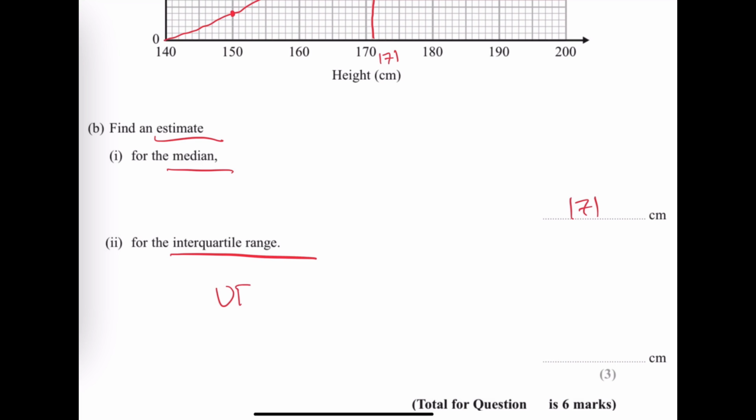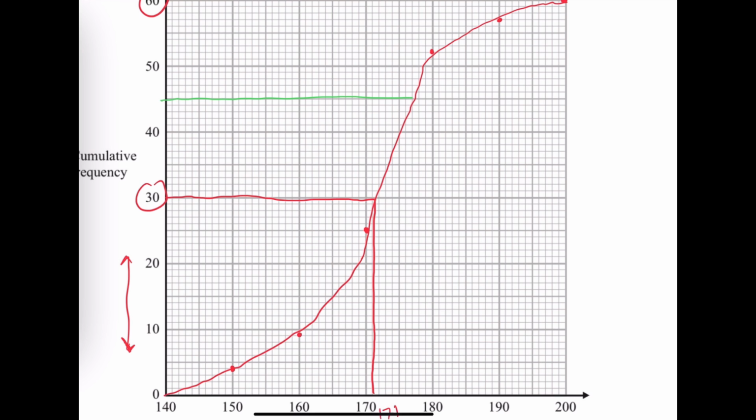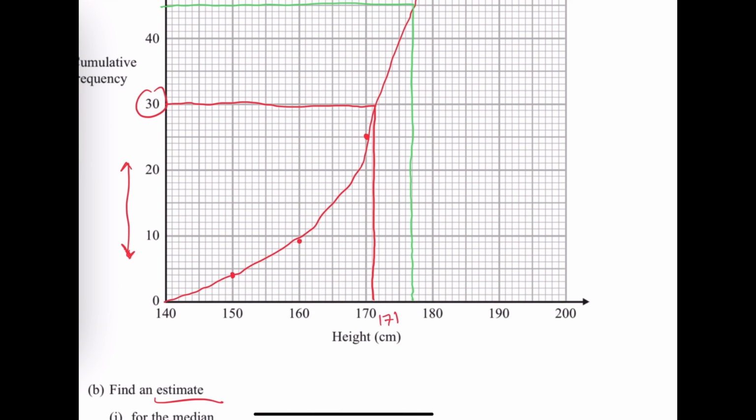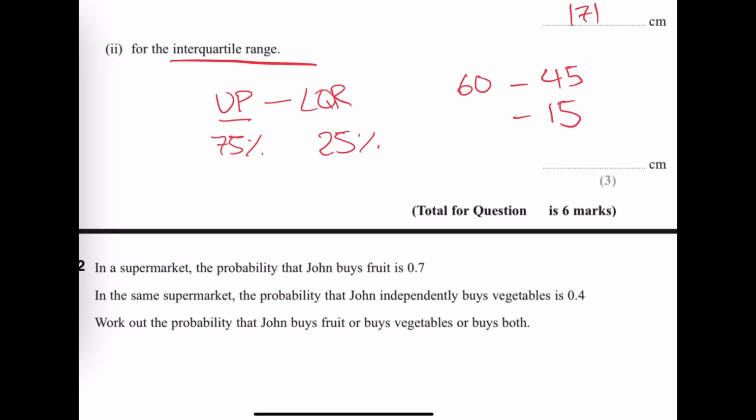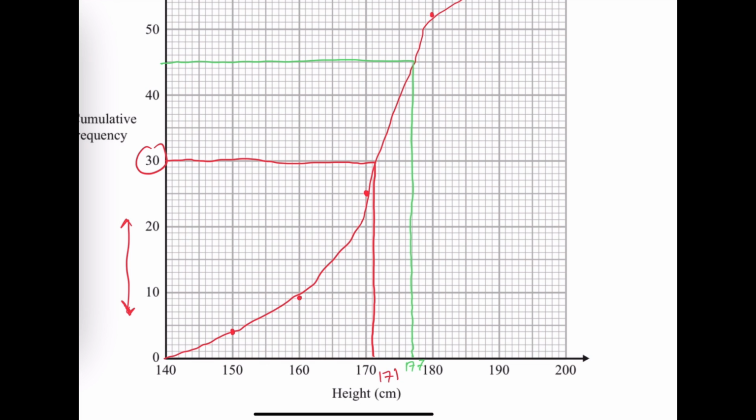Now the interquartile range. This is the upper quartile minus the lower quartile. The upper quartile is 75% of your cumulative frequency, and the lower is 25%. Because we know it's 60, we know 45 is the upper, and 15 is the lower. We go in at 45 until we touch the curve, and then we go back down. You can see this is around 177, so let's put that down, 177. For the lower quartile, we know that's 15, so it's over here. We keep going until we touch the curve, and then we go down, that's 165.